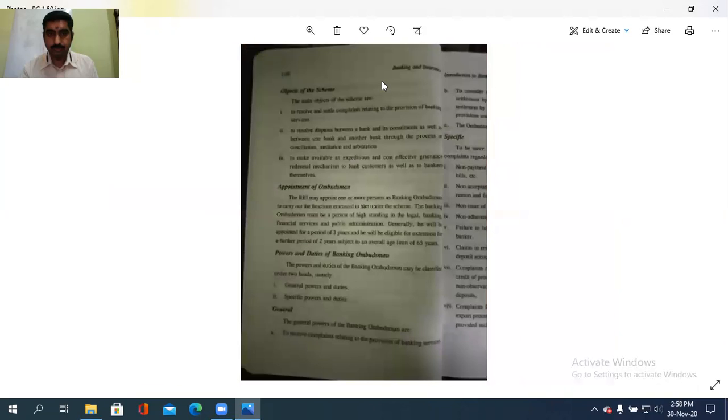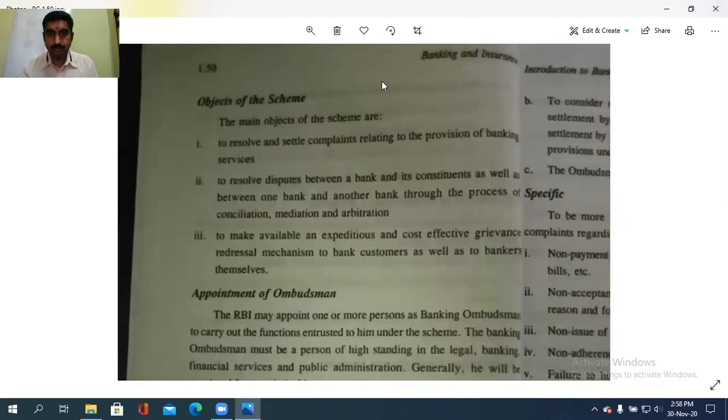Then, what are the objects of such a scheme? In order to resolve and settle the complaints relating to the provision of banking services. Relating to the services of the bank, whatever complaints are coming, to settle and resolve them, for that purpose this scheme is introduced.